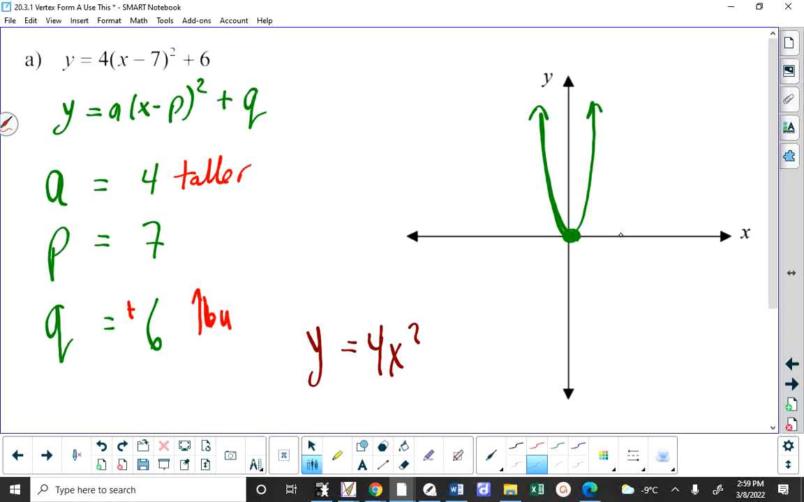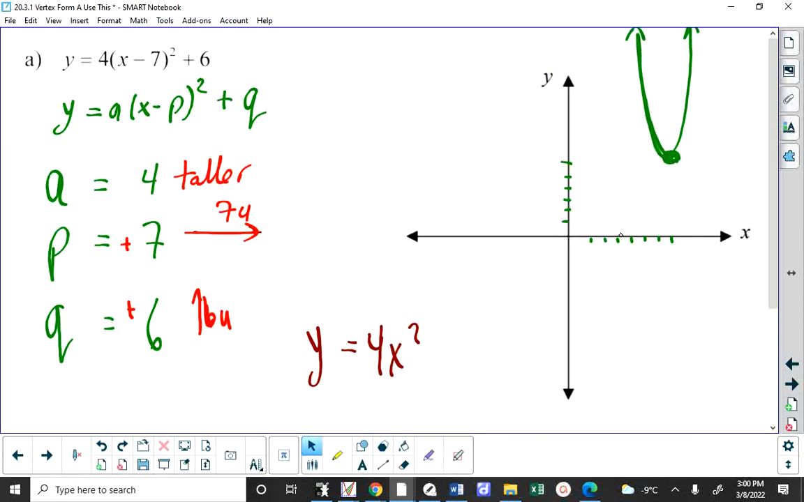McKenna, will that 7 shift it to the left or the right? To the right, correct. And if you said left, that's okay. Everybody's going to stumble from time to time. Because this parameter is positive, it shifts in a positive direction. So it's going to shift 7 units this way. Which means, if we shift 1, 2, 3, 4, 5, 6, 7, and 1, 2, 3, 4, 5, 6, then the vertex is going to be at (7, 6), isn't it? Which is (p, q).